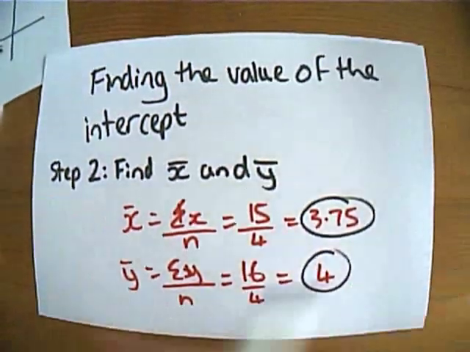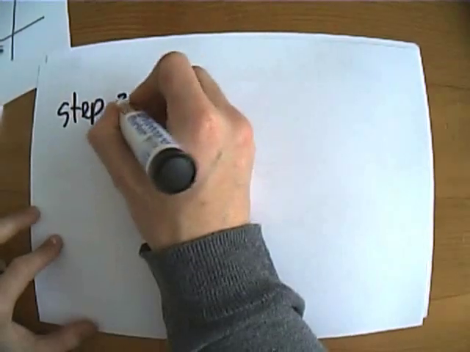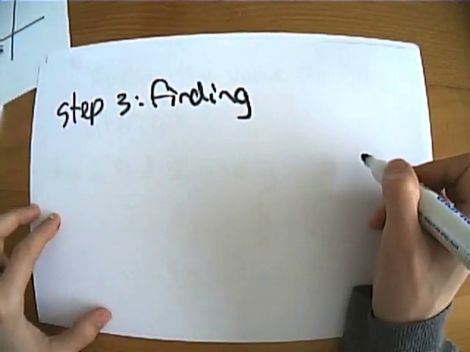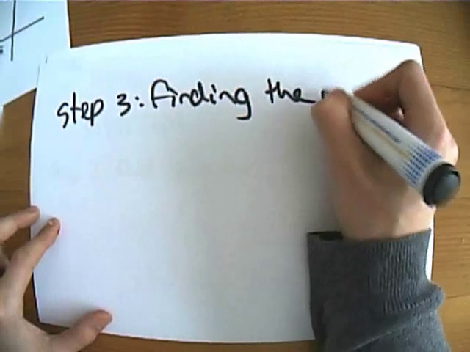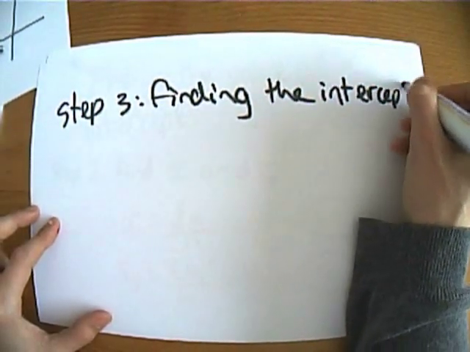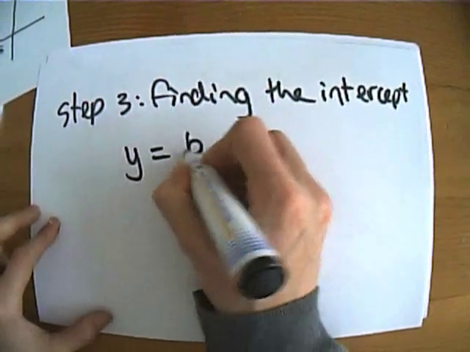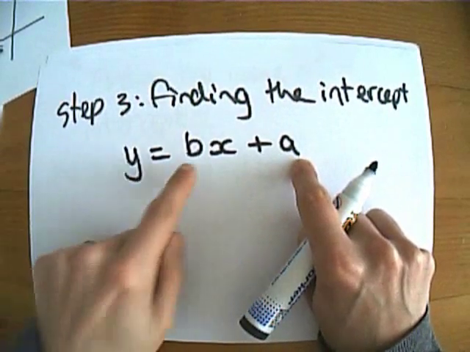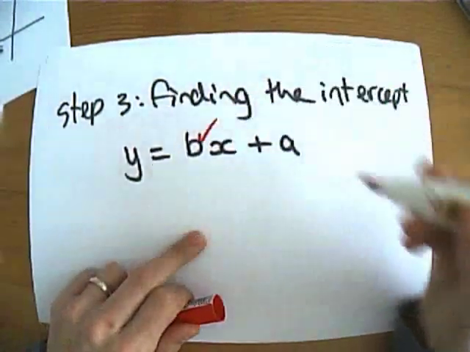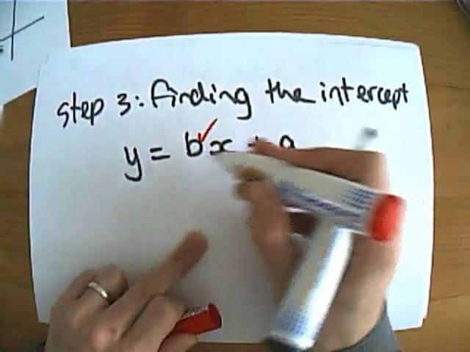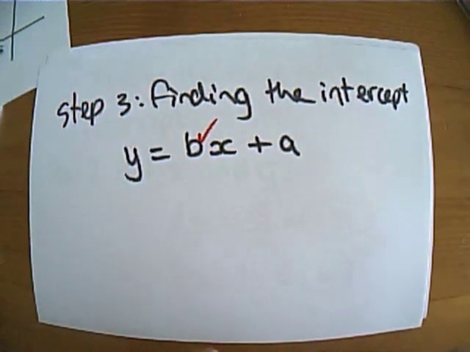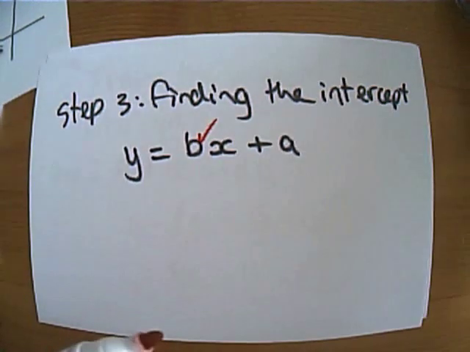Well, step 3 to find the intercept of the line requires us to have a pair of values that we can apply the gradient to. Let's think this through. Y equals bx plus a, and we're trying to find what a is. Well, we now know what b is. We've now found the gradient. If we had a pair of x and y, we could substitute it into here and find what a is. Well, that is what our x bar and our y bar are going to be used for.